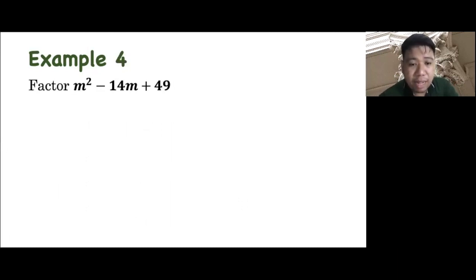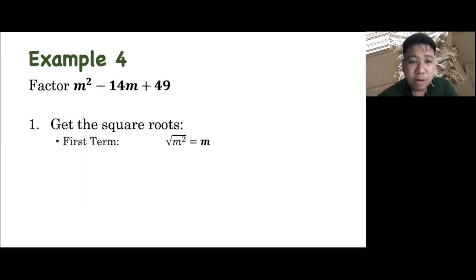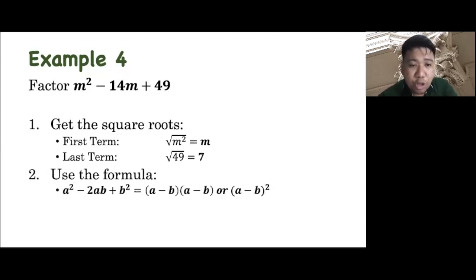So ganun pa din, get the square roots. So first term natin is m squared. So pag ginawa natin ng square root ng m squared, it is just m. At kapag ginawa natin ng square root ng last term natin, which is 49, we will get 7. So again, gamitin natin yung formula na binigay sa atin sa unahan, which is a squared minus 2ab plus b squared is equal to the quantity of a minus b times the quantity of a minus b or the quantity of a minus b squared.